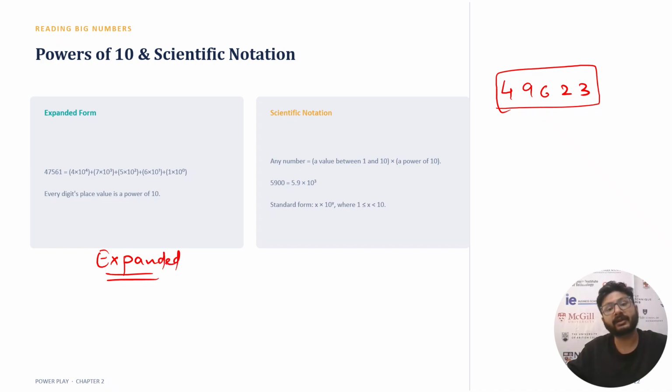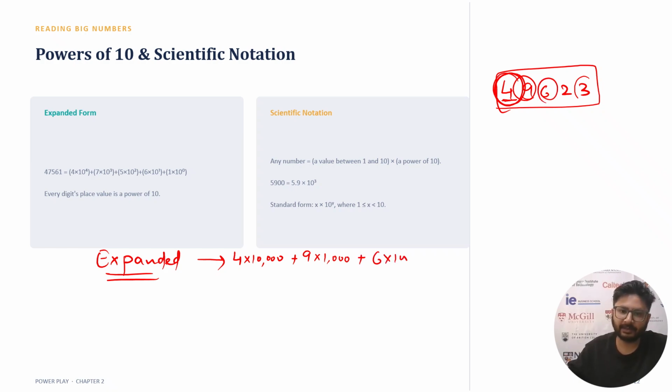Expanded form or the general form. This number will be written in the form of its place unit. For example, this is 49,623. So this is basically at the 10,000th place, so 4 into 10,000. 9 is at the 1000th place, 9 into 1000. 6 at the 100th place, 6 into 100. 2 at the 10th place, 2 into 10. And 3 at the ones place, 3 into 1.